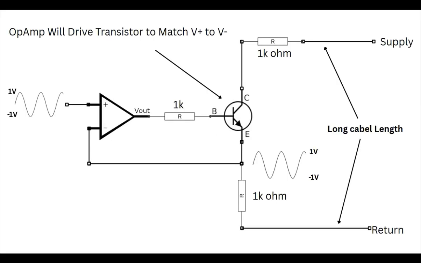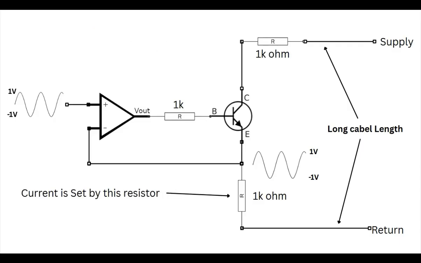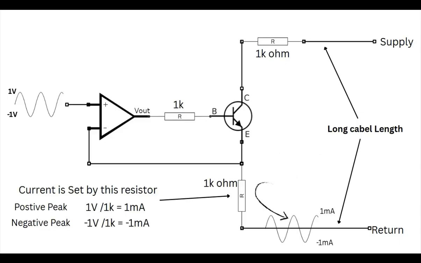So if we input a 1 volt amplitude signal to the non-inverting terminal of the op-amp, it will drive its output to replicate the voltage across the inverting input. Now we can calculate the current, which is set by choosing the value of the resistor on the return path side. A 1 volt amplitude sine wave is now represented by a 1 milliamp sine wave.